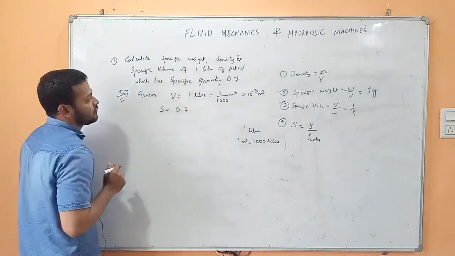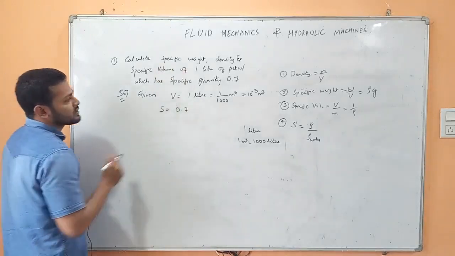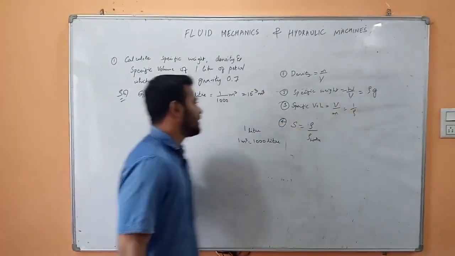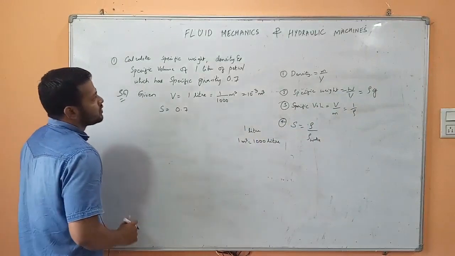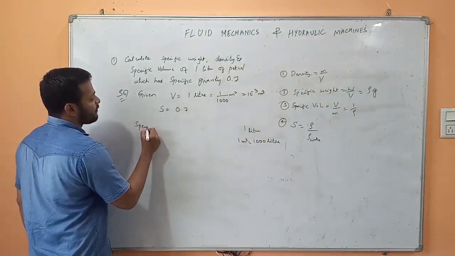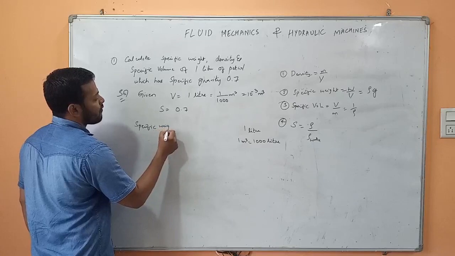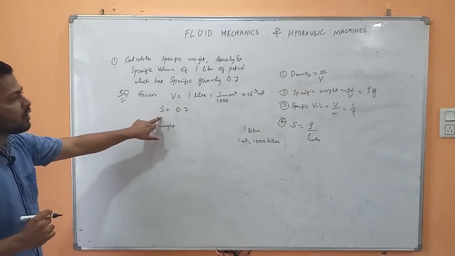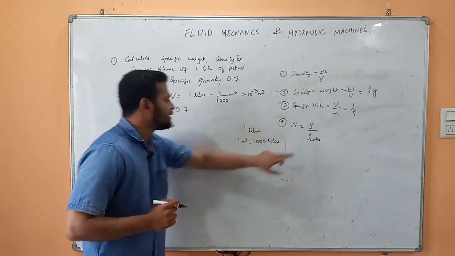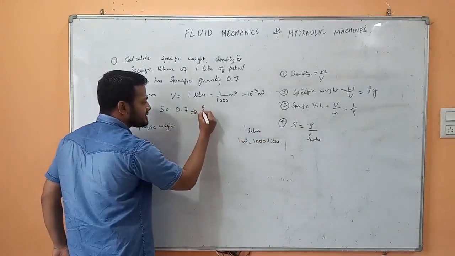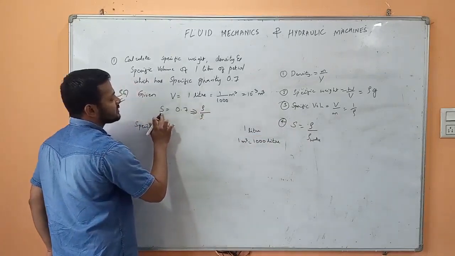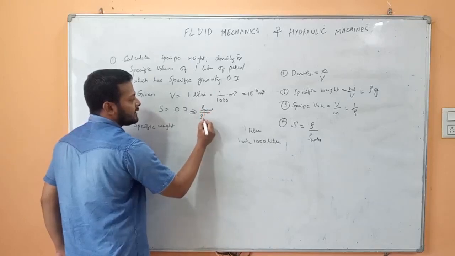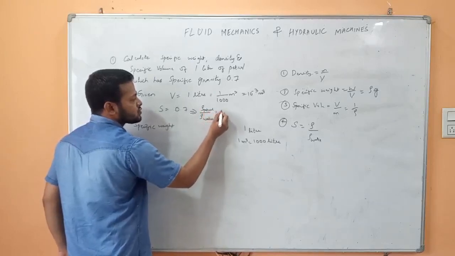You have to find out specific weight. So what is the formula of specific weight? Weight by volume or rho into g. Any of these two formulas can be used. I told you whenever specific gravity is given, you can find out density, because specific gravity implies density of the liquid by density of water. This liquid is petrol. So density of petrol by density of water is equal to 0.7.